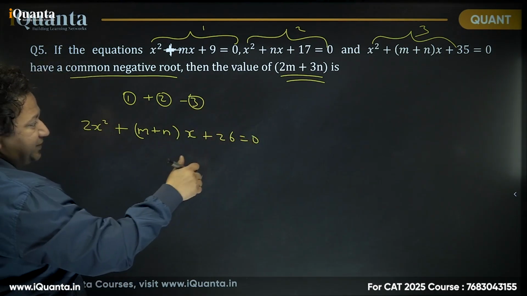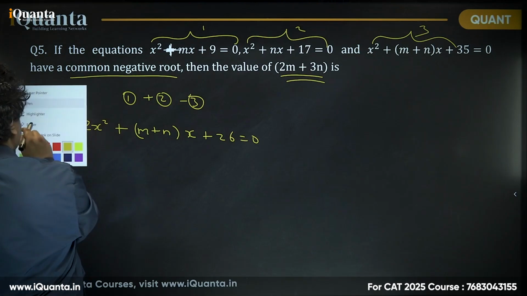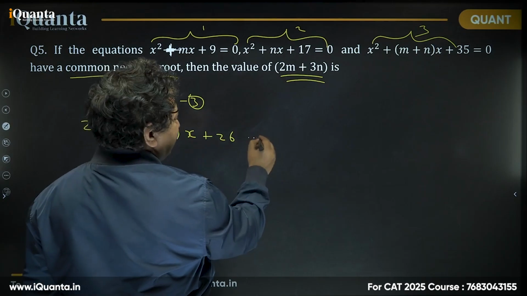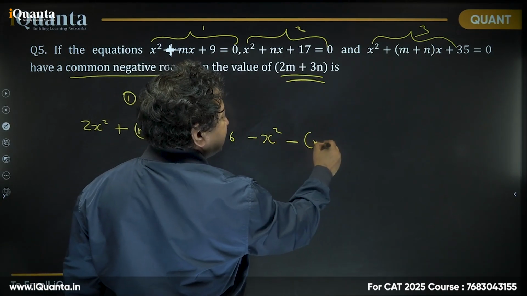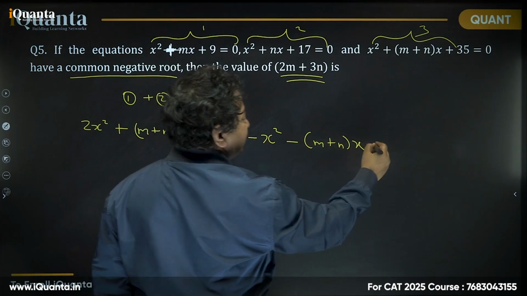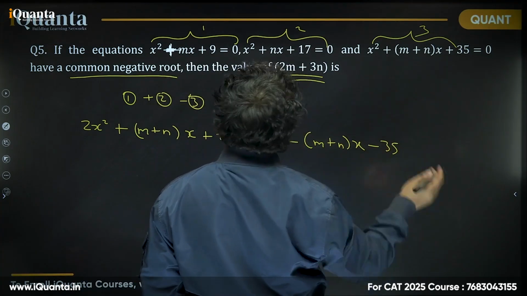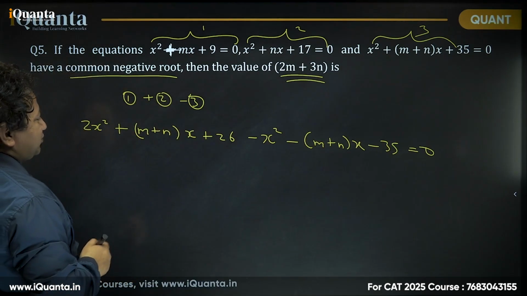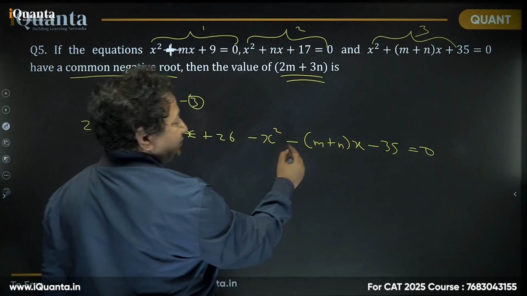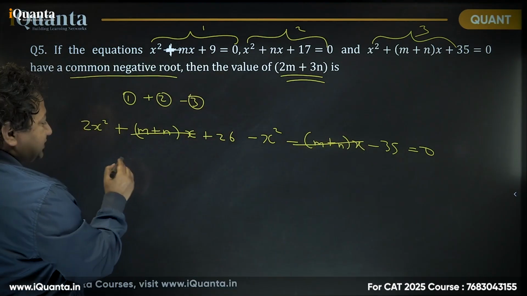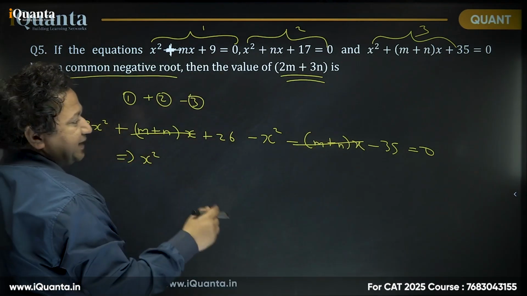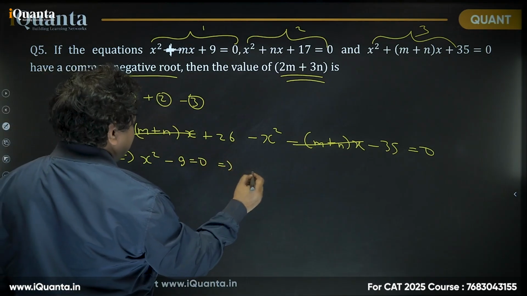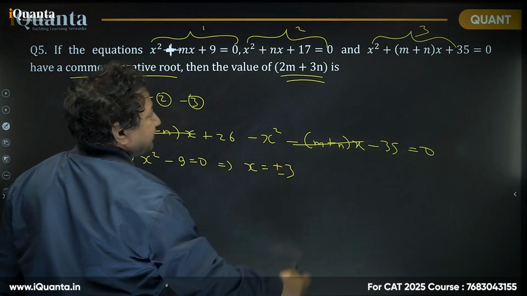And subtracting 3. Okay, wait. Let's subtract equation 3 from here as well. So I'll get minus x², minus (m + n) times x, minus 35. On the right hand side, 0 minus 0 is 0. Cool. Wow, life is so sorted. This guy gets cancelled out totally. 2x² minus x² is just x², and 26 minus 35 is minus 9, equal to 0, which means x is either plus 3 or minus 3.